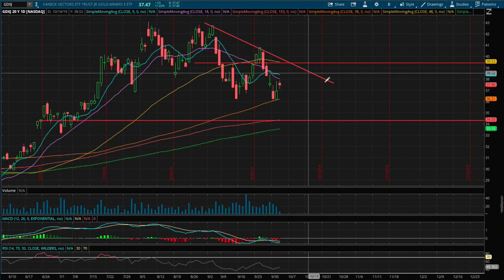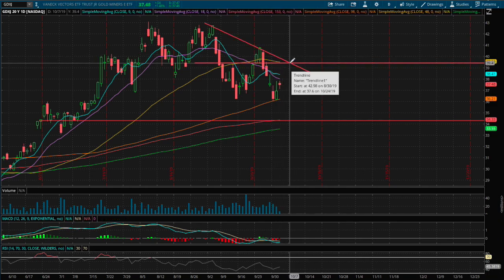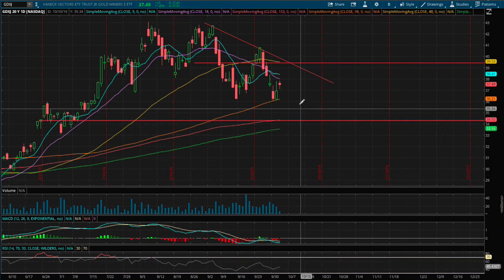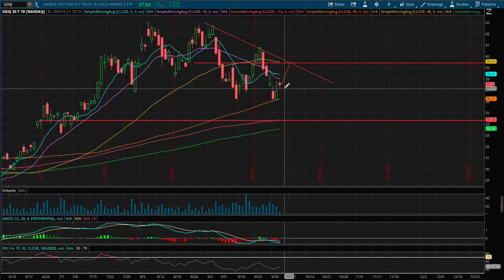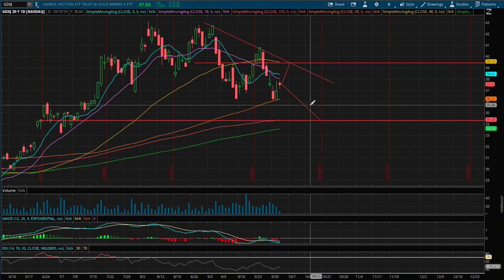So there's a downward slope. We need to break above this resistance level at $39.40. So if we were to touch on to that resistance level, that price movement is roughly 5% to the upside, and if we were to move down, that price movement is roughly 8.4% lower.